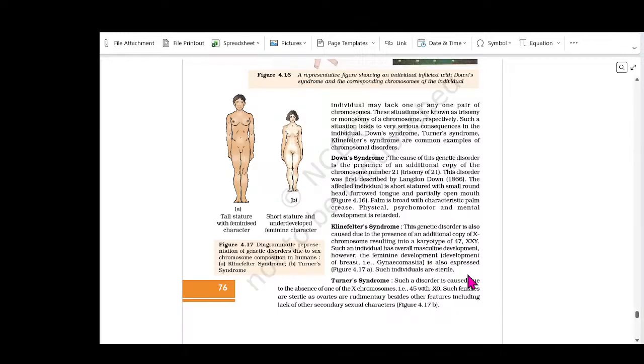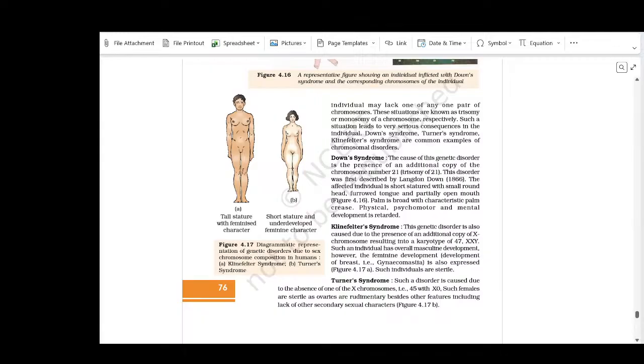Such individuals are sterile. So whatever you have grasped till now, please move ahead and write any 5 keywords related to mutations.